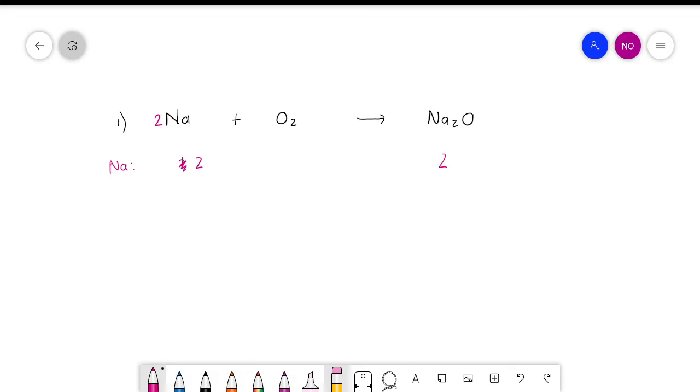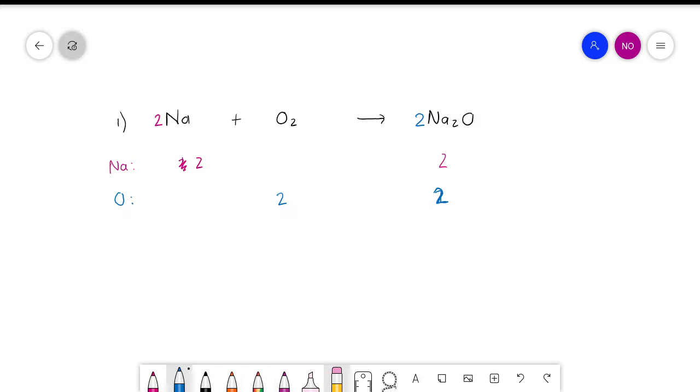Now we look at the oxygens. How many do we have in our reactants? 2. That's diatomic, so there's 2 there. How many do we have in our products? It's only 1. Remember, the 2 in front of the sodium is for the sodium, not for the oxygen. So how can we fix that? Anyone? Put a 2 in front of the sodium oxide. Do you guys agree? Because if I put a 2 there, then I have 2.